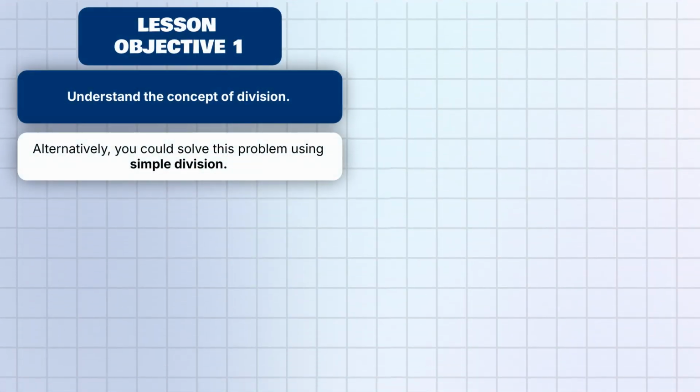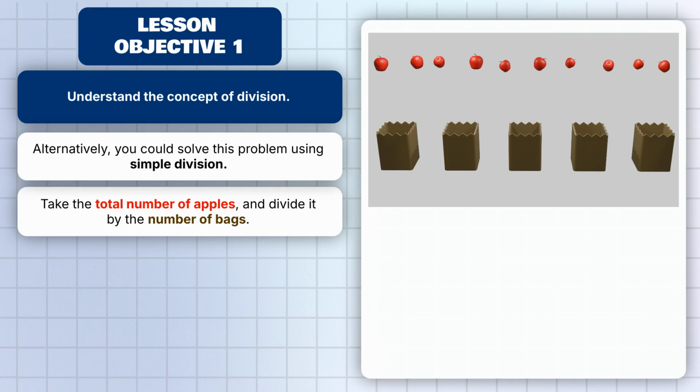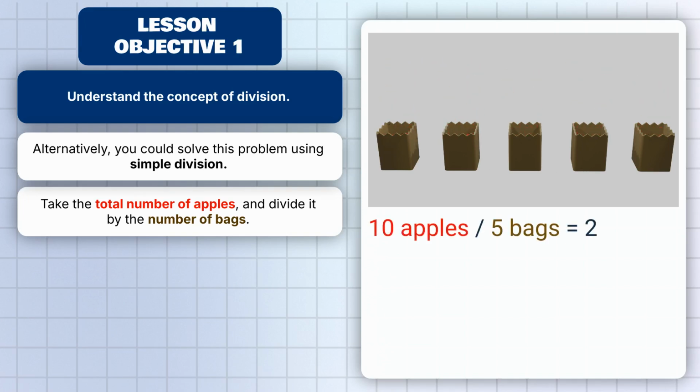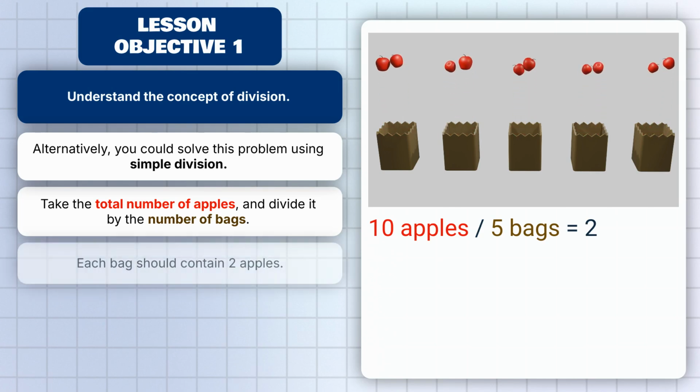Alternatively, you could solve this problem using simple division. Simply take the total number of apples, 10, and divide it by the number of bags, 5. 10 divided by 5 is equal to 2. This tells us immediately that each bag should contain 2 apples.